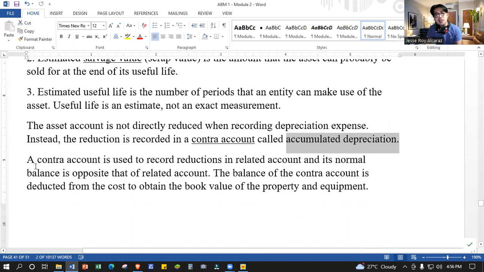A contra account, take note, is used to record reductions in related accounts, and its normal balance is the opposite. For example, assets are normally debit balanced. The normal balance of assets is debit. So the contra account is always credit.